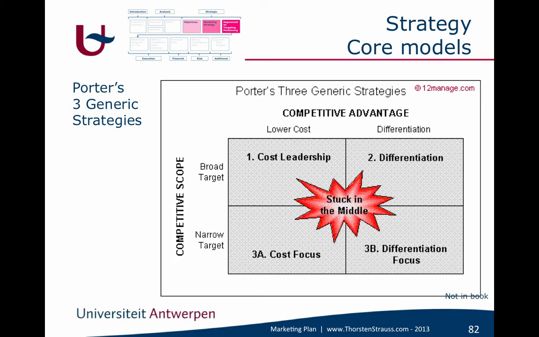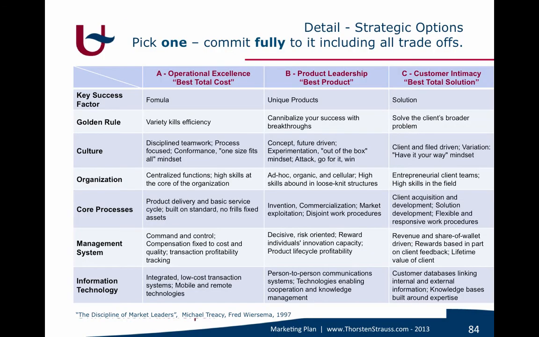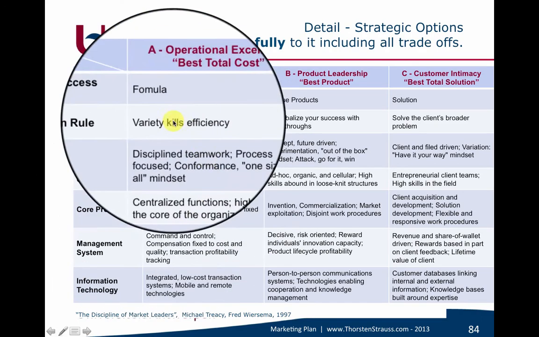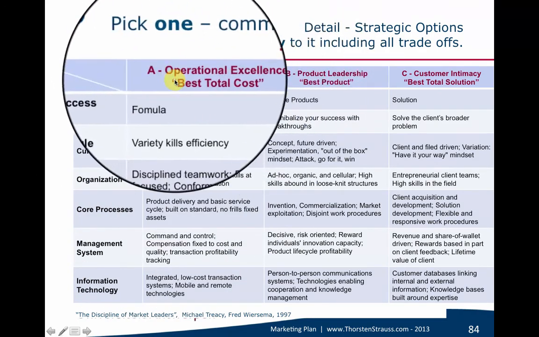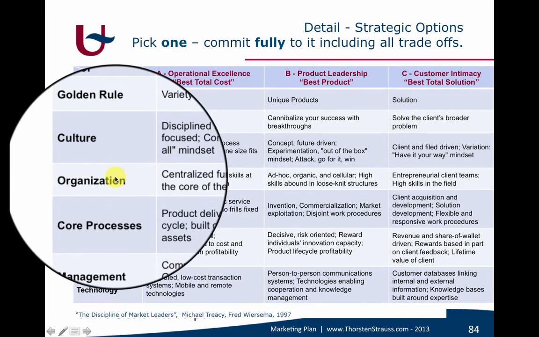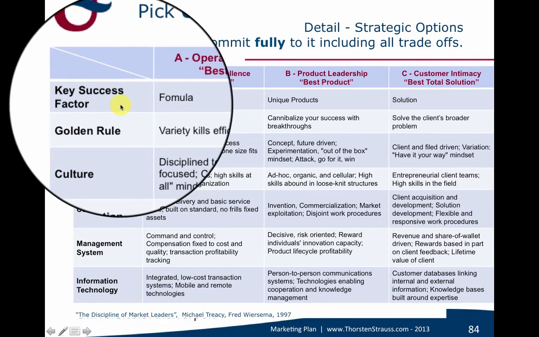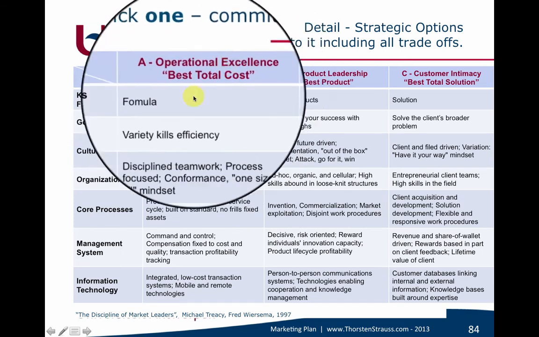Here is Porter again in large, and here is again Tracy Wiersma in large, so you can see it. But this is really the important one. You have to pick one strategy here. These are the three strategies, and then these are the descriptions of how these strategies apply to your company and what is the trade-off. For example, we talked about low cost.